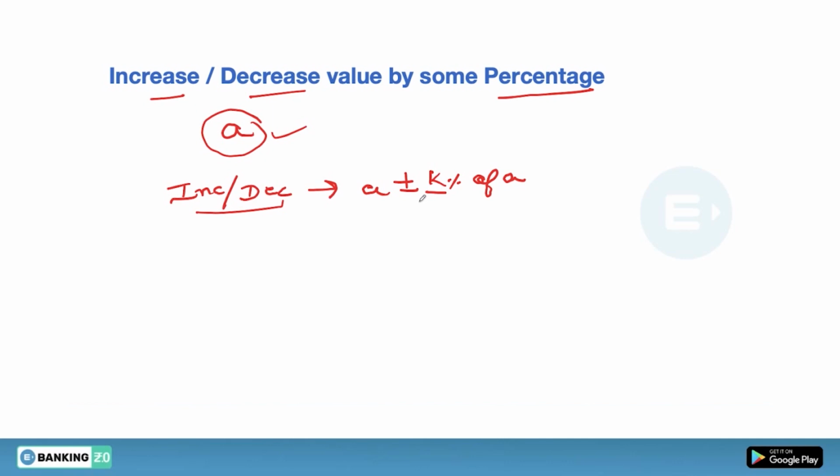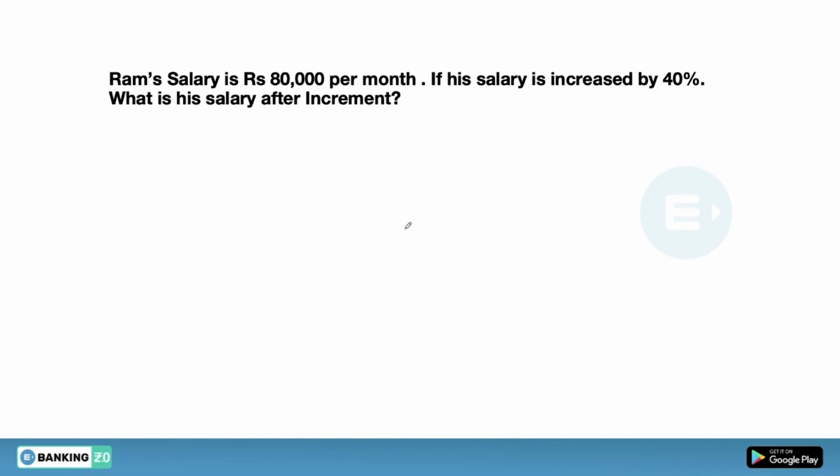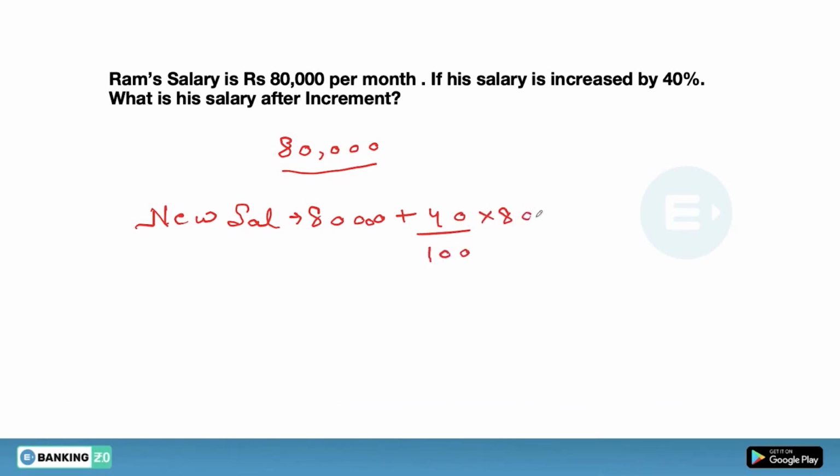Fine. Let's take an example. If Ram's salary is 80,000 per month, and his salary is increased by 40%, what is his salary after the increment? Now we are given that Ram's salary is 80,000 rupees. And now we are told that his salary is increased by 40%. So 40% is the value of K that I told you in the formula. So let's find out his new salary. His new salary would be 80,000 plus how much percentage is increased? 40% is increased. Since 40% is increased, that means 40 by 100 into 80,000.